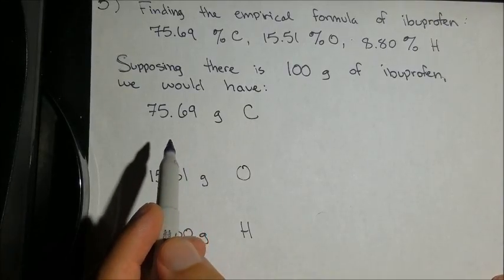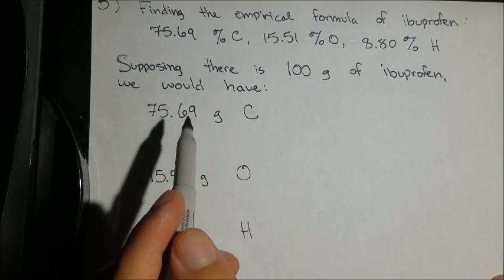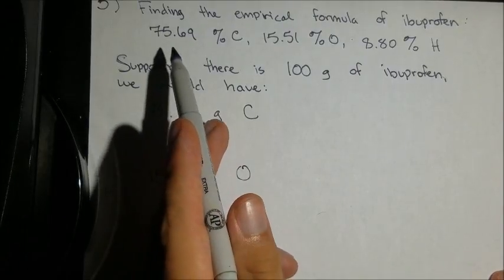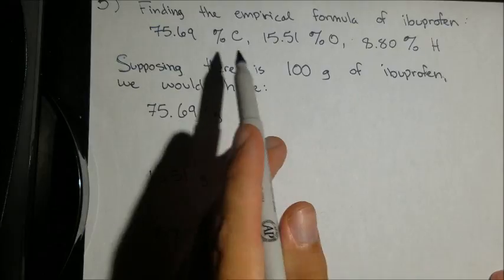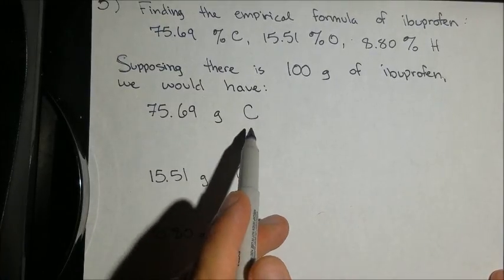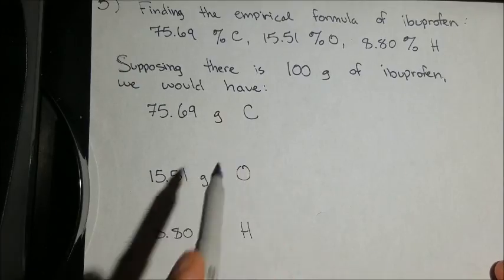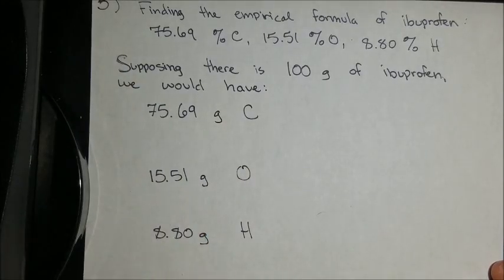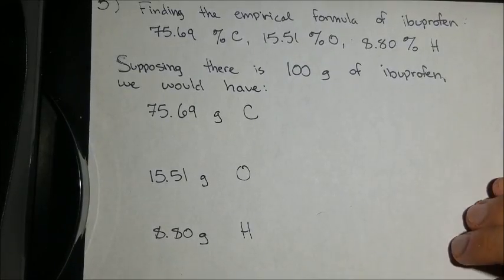If we had 100 grams of ibuprofen, then 75.69% of 100 grams is going to give us 75.69 grams of carbon. That's why 100 grams is really convenient, because you have your grams already set up. This way we've converted into masses of each of the elements.